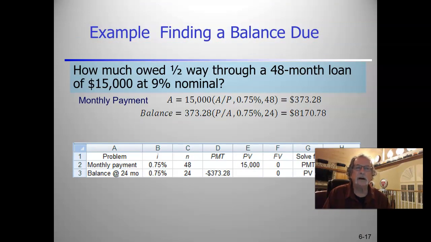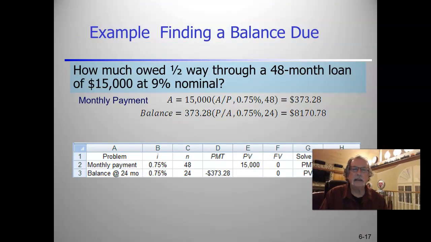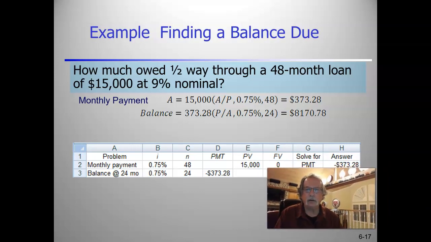Finally, what I want to talk about here is prepaying a loan. How much is owed halfway through a 48-month loan of $15,000 at 9% nominal? Now, when you read this, 9% nominal means 9% per year nominal. You just have to know that. A 48-month loan implies monthly payments. So let's look at how we do this.